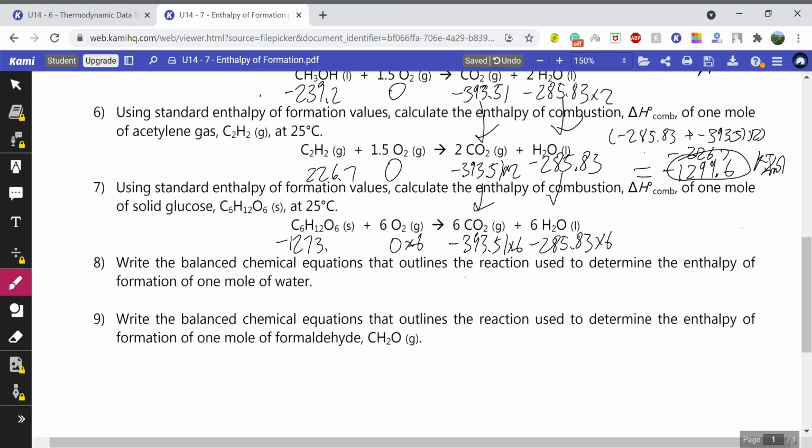And this time I'm not going to write the equation. I'm going to say it as I type in the calculator. So negative 285.83 times 6 plus negative 393.51 times 6, in parentheses, minus 0 times 6 plus negative 1273.3 in parentheses. So that will give me negative 2802.7. Let's see, least sig fig is 7. Yep, this is going to be the right amount. Negative 2802.7 kilojoules per mole.